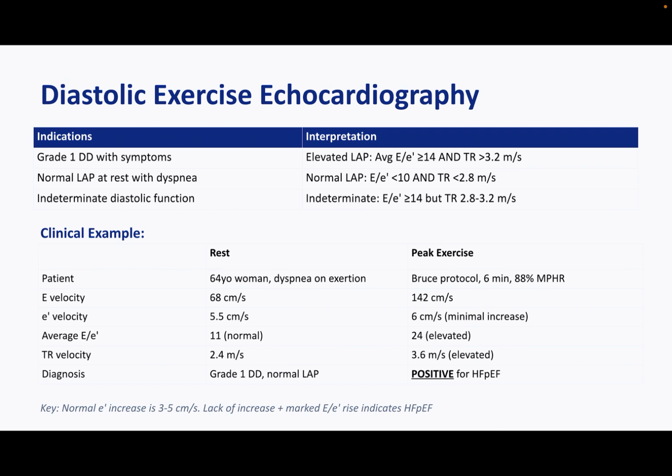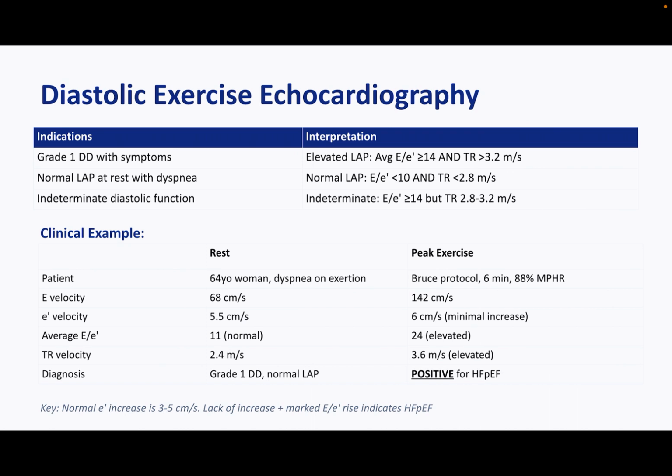Diastolic exercise interpretation. The 2025 criteria for a positive exercise echo for elevated left atrial pressure are specific: both E to E prime greater than 14 and TR velocity greater than 3.2 at peak exercise. Both criteria must be met.